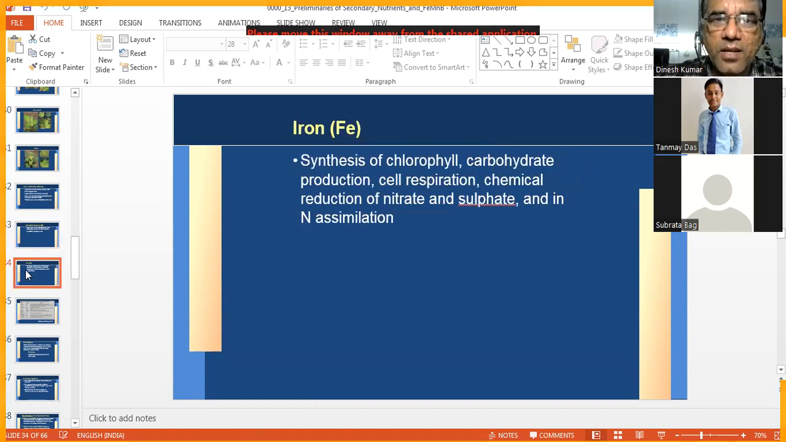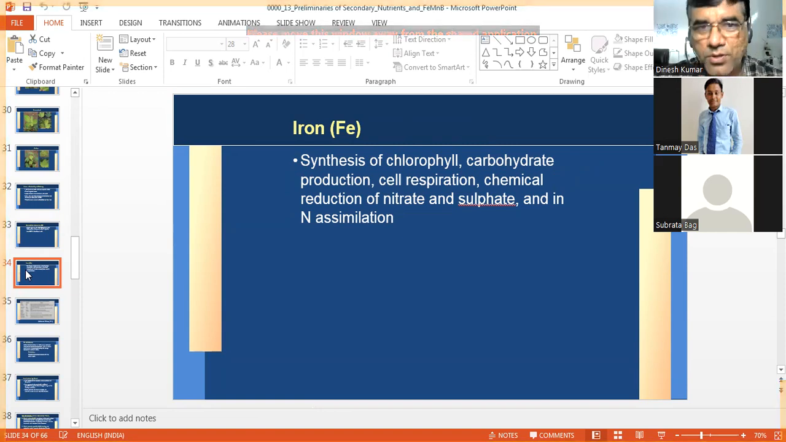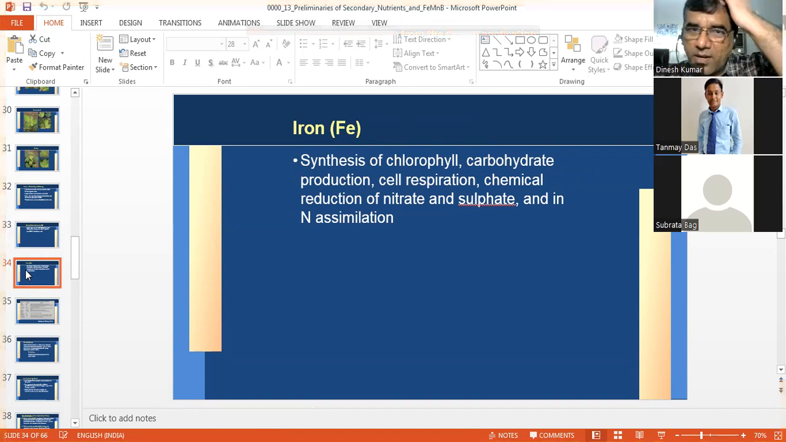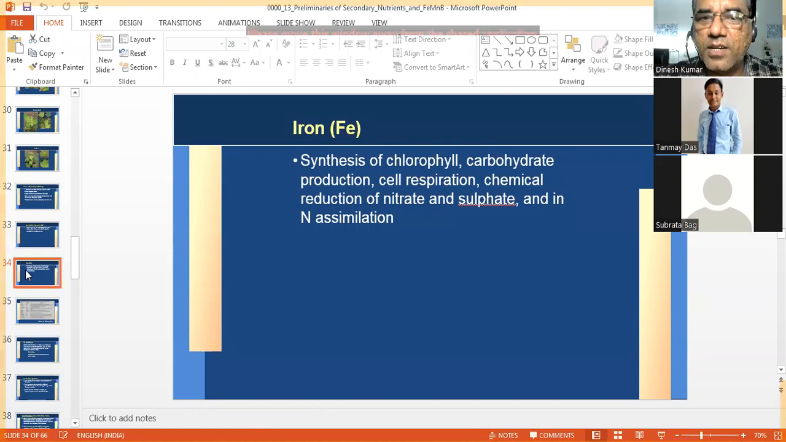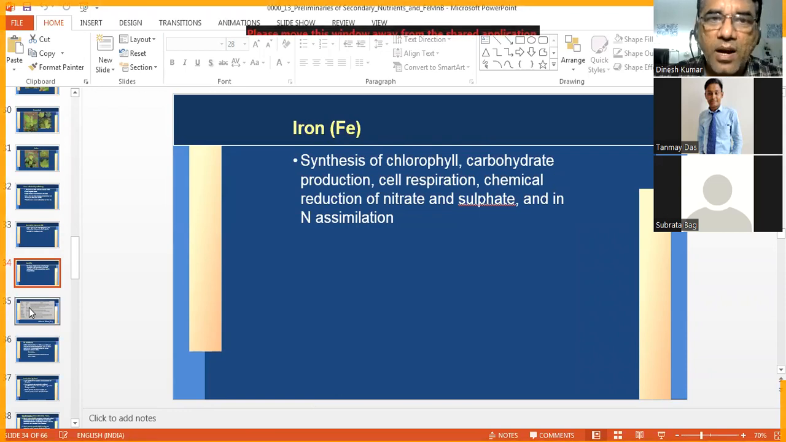Now, after calcium, magnesium, and sulfur, we come to iron. Iron is involved in synthesis of chlorophyll, carbohydrate production, cell respiration, chemical reduction of nitrate and sulfate, and in nitrogen assimilation. So these are the major roles of iron.